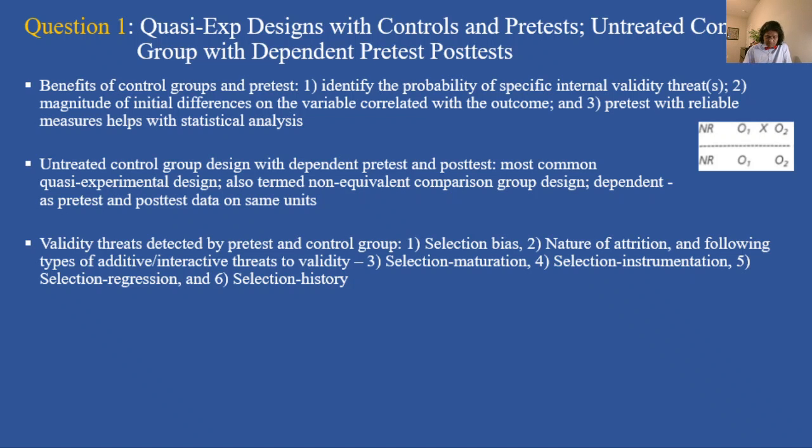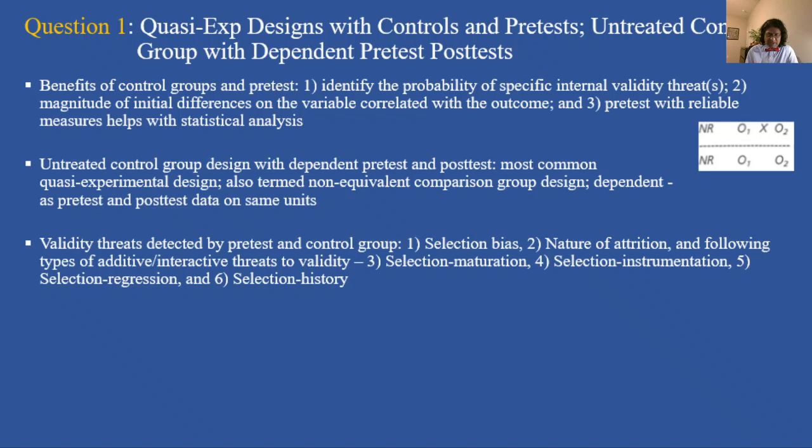As the pretest and the post-test data are gathered on the same units in each group, the design includes the term dependent. That's why it's called the untreated control group design with dependent pretest and post-test samples. Now, use of a pretest and a comparison group helps detect the following validity threats.